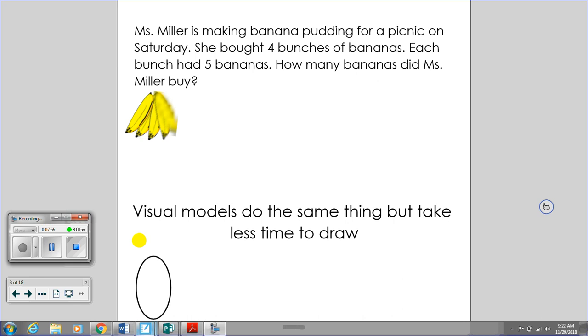Miss Miller is making banana pudding for a picnic on Saturday. She bought 4 bunches of bananas. Each bunch had 5 bananas. How many bananas did Miss Miller buy? Multiplication. Great, you read the problem.